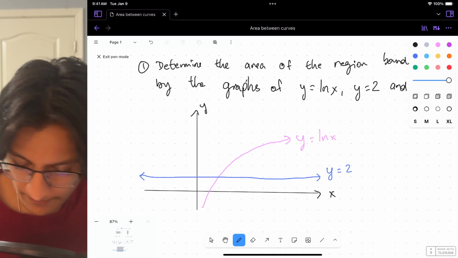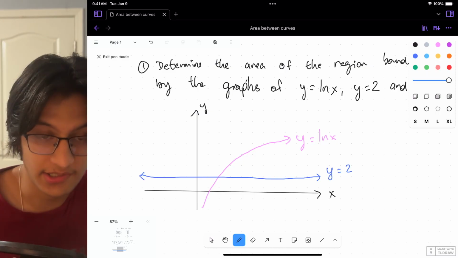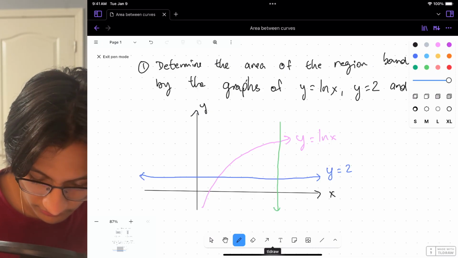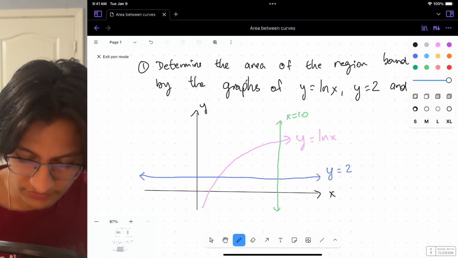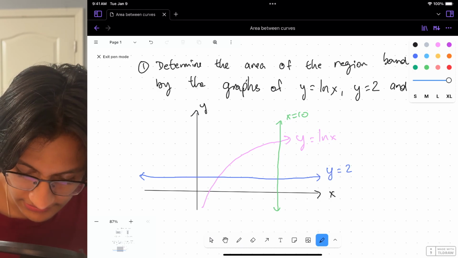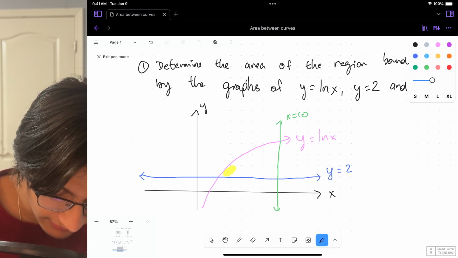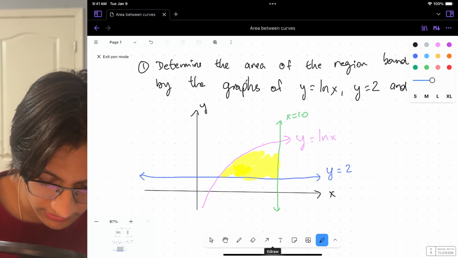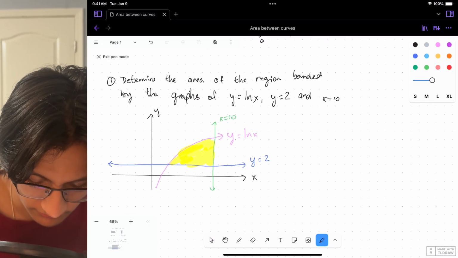Y equals 2. And we have the line x equals 10, which is going to look something kind of like this. So from this, we can see that the only region that is bounded between these graphs is simply this shaded region right here. All right. So now how do we find the area of this?